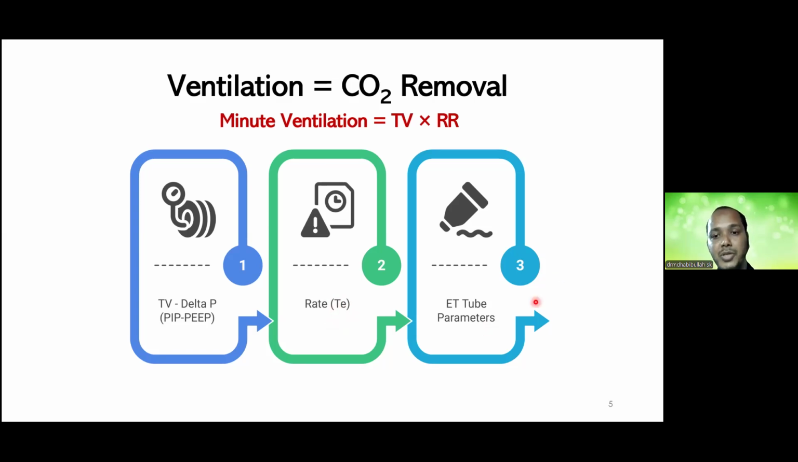And the third parameter we should consider is the ET tube parameter. That is, if there is a blockage in the ET tube by secretion, or kinking of the ET tube, that may also decrease the carbon dioxide removal process. If we use a narrower tube, that also decreases the carbon dioxide removal. If you do not cut the ET tube length from the proximal end at the ventilator, that also increases the dead space volume, which may also reduce carbon dioxide removal.